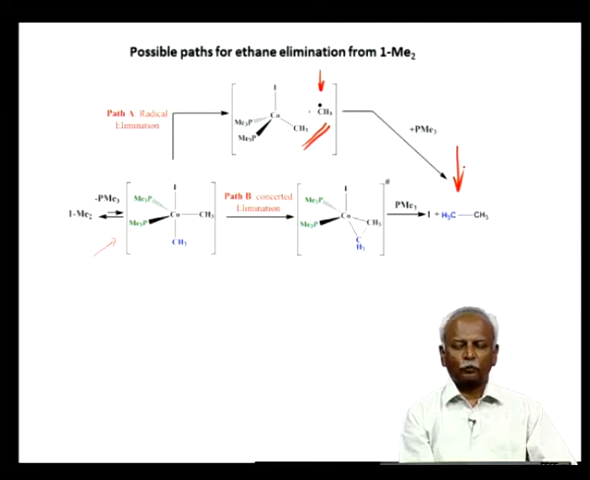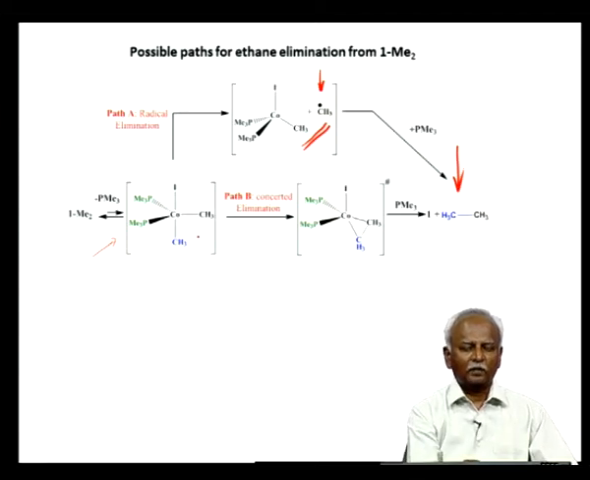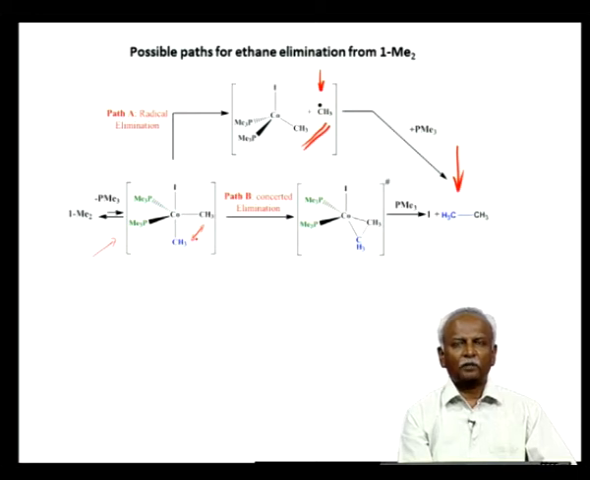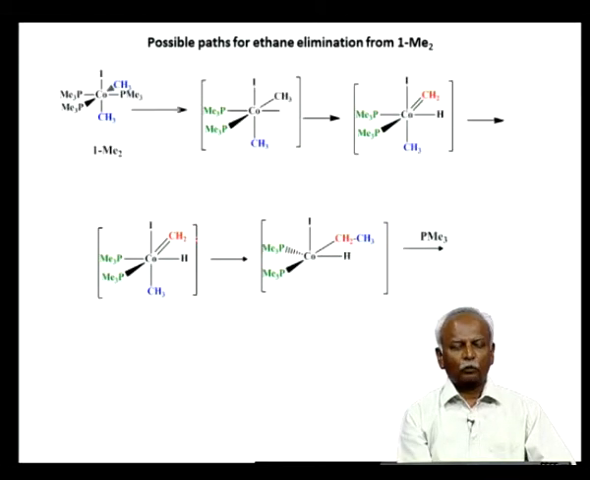Now, that will give you a species where the 2 methyl groups are cis coordinated, and as I told you, because of trigonal bipyramidal species being fluxional, you can have rearrangements which will lead to cis arrangement of the 2 methyl groups, and concerted elimination can give you ethane. A third possibility was also considered by these workers, and that involves both reductive elimination and also insertion reaction.